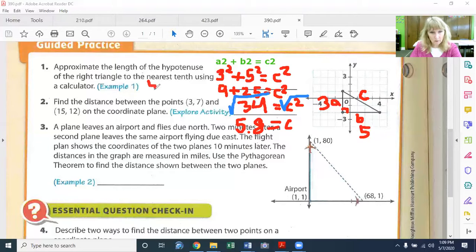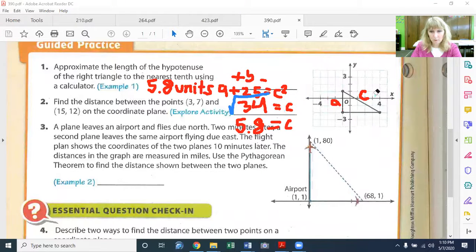Let's write that in there. 5.8 units. U-N-I-T-S. 5.8 units. And then I'm going to get rid of all the rest of this now. Okay.